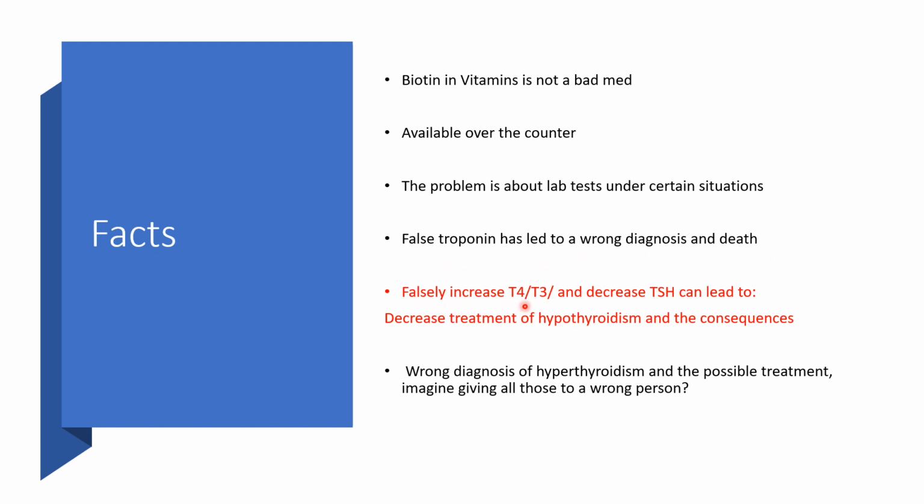Falsely increased T4, T3, and decreased TSH can lead to decreased treatment of hypothyroidism and even worsen hypothyroidism, because we want to treat hypothyroidism. Wrong diagnosis of hypothyroidism when it is actually hyperthyroidism is a possibility here. And then imagine what will happen to that person. What will happen? Oh, death.